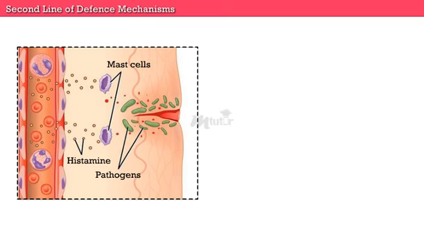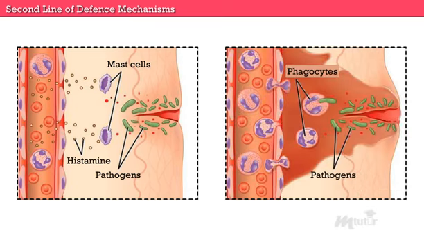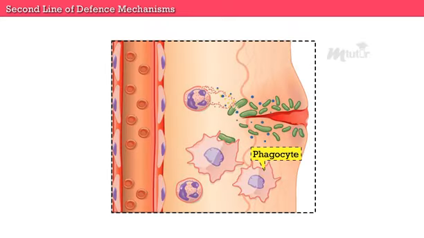In response to histamine, the blood vessels around the wound dilate and become more permeable. This causes redness, swelling, and heat associated with the injury. The phagocytes leak into the interstitial spaces and engulf the invading microbes, and also clean up the cell debris. As a result, pus is formed, which is a collection of dead cells and body fluids.